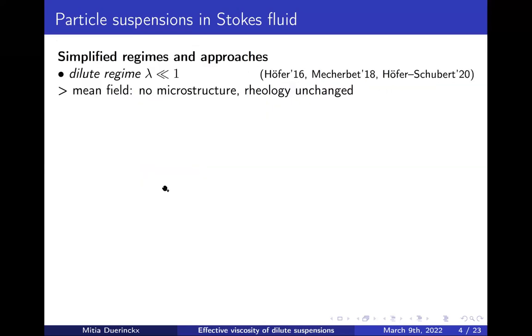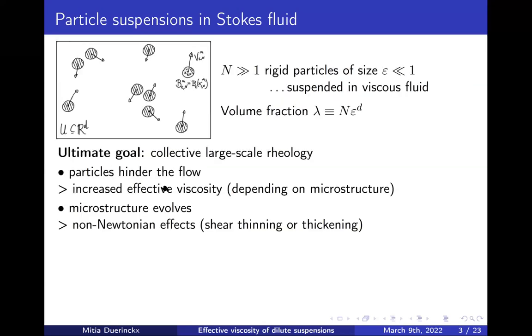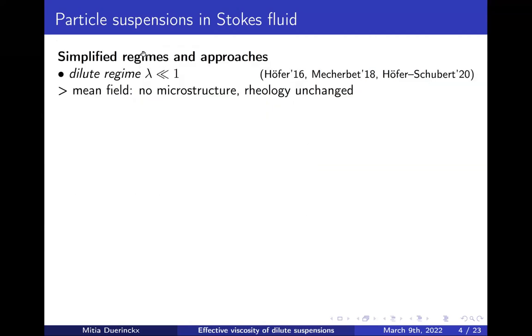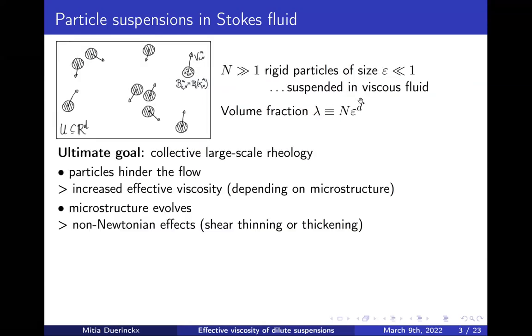So let me just tell you a bit of what has been done and the regime that we will be considering. What has been done in the past mainly is to look at the dilute regime. So when lambda, my volume fraction of particles, is very small, it means you have very few particles, they are very sparse. You can view them as being isolated from one another.